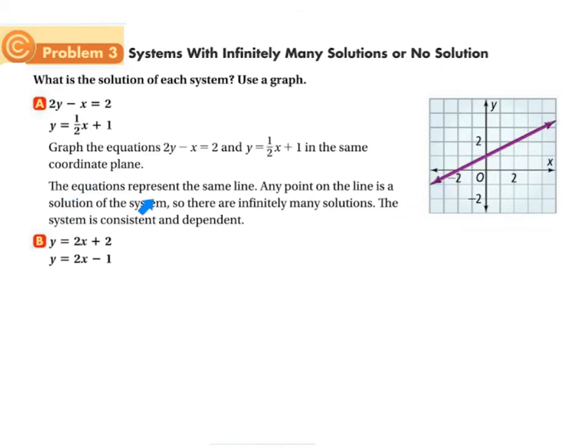They land exactly in the same place, okay? Any point on the line is the solution of the system. So there's an infinite number of points that are on that line because it's doing both of them at once, okay? The system is consistent, there's a solution, but it's dependent. When we say it's dependent, meaning if you get one answer here, that's going to be an answer on the other one.